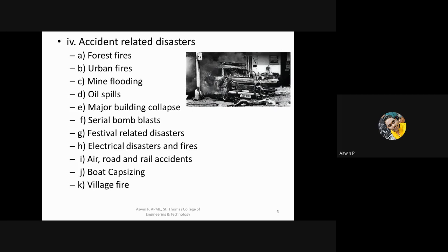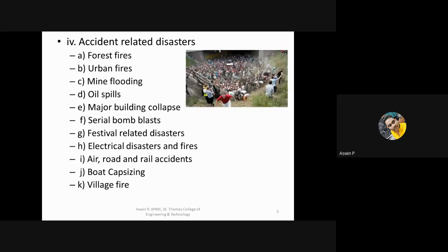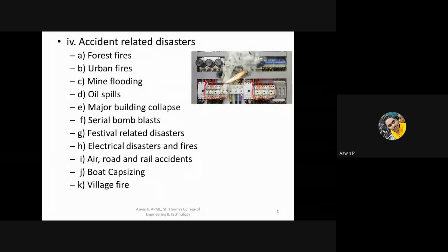The devotees are coming to the same place at the same time for a long period. They may lose their life due to the heavy crowd. That's also a festival-related disaster. You can see a figure of the overcrowding, and due to that we have lost a lot of life. And another thing is electrical disaster and fire.